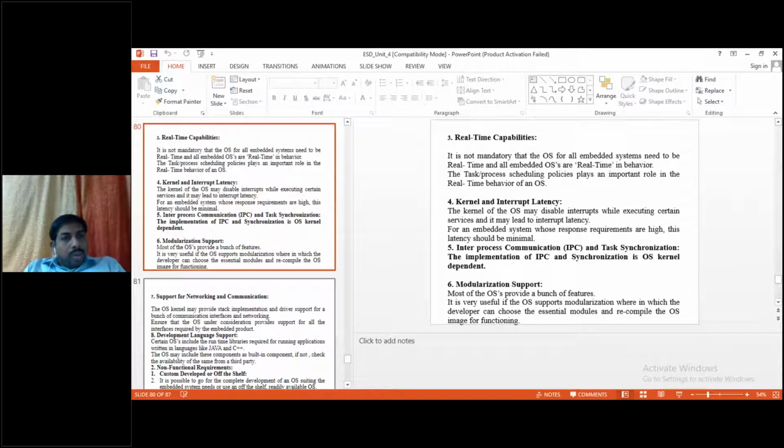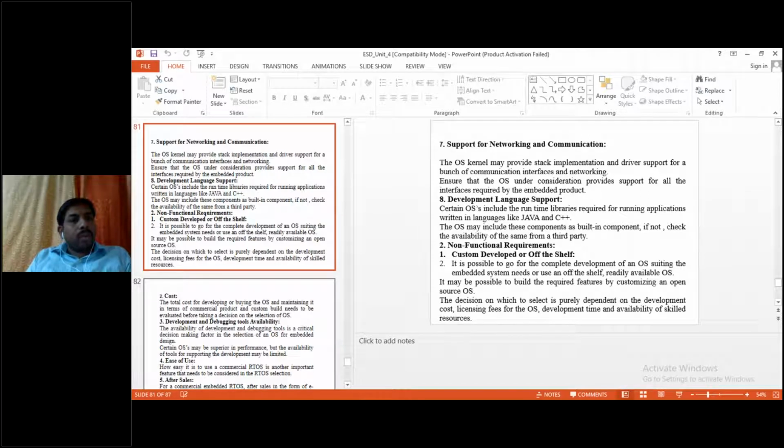Modularization support. Most OSs provide a bunch of features. It is very useful if the OS supports modularization, wherein the developer can choose the essential modules and recompile the OS image for functioning. So modularization support is also essential. That is also a functional requirement. And support for networking and communication. The OS kernel may provide stack implementation and driver support for a bunch of communication interfaces and networking. Ensure that the OS under consideration provides support for all the interfaces required by the embedded product.